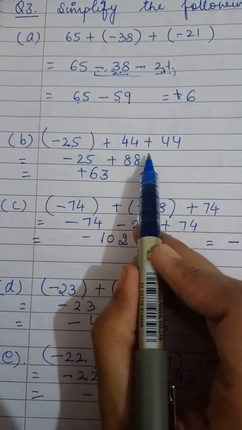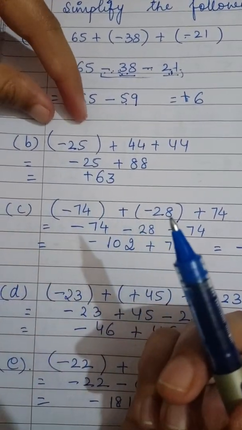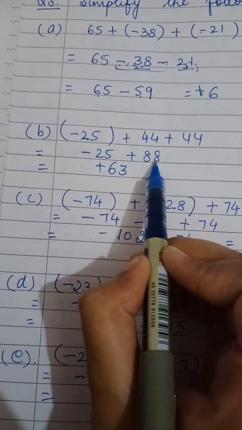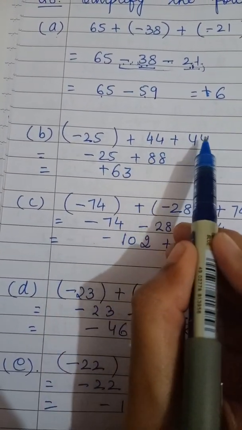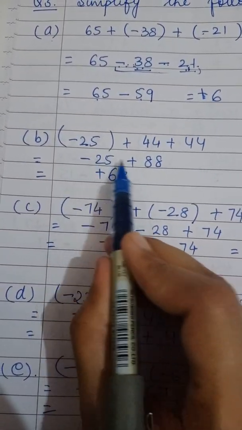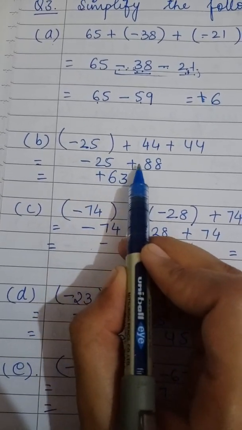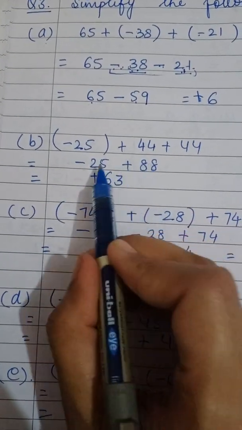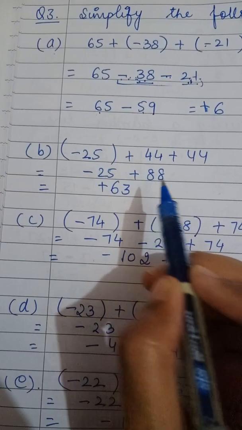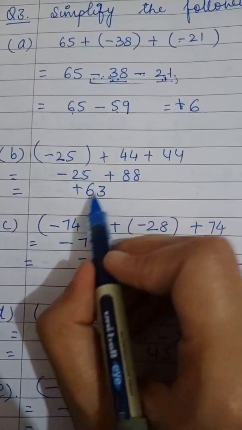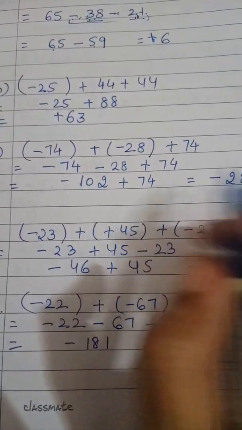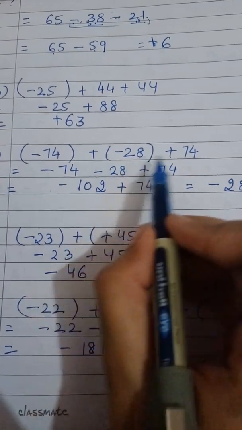Minus 25 plus 44 plus 44. Now this minus is one negative number and these two are the positive ones. When two numbers are positive, add them together with the common sign. 44 plus 44 is 88. And this is minus, this is plus. When these two signs are opposite, we are going to subtract. So 88 minus 25 will give me what? 63. And 88 is the greater one. So what is the sign with 88? Plus. So in the answer also it will be plus.